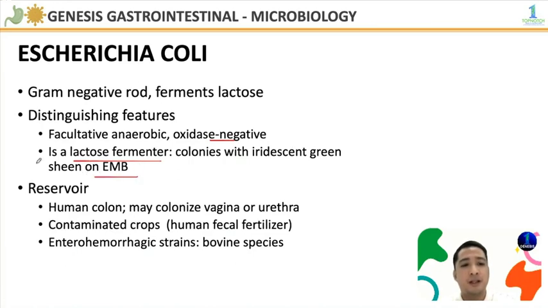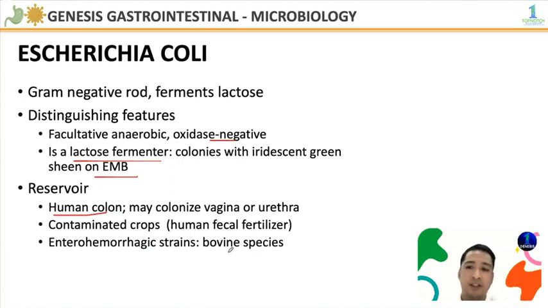Take note that the reservoir is the human colon, and it may colonize the vagina and urethra, causing, of course, the most common cause of urinary tract infection, which is E. coli. Contaminated crops are also a source of your E. coli, and enterohemorrhagic strains from bovine species.